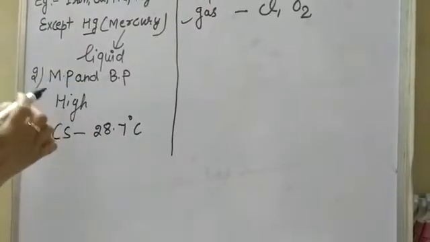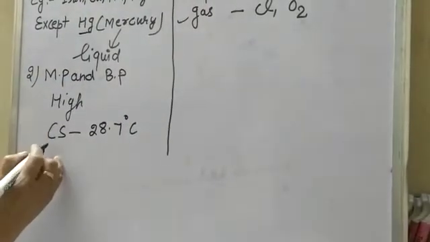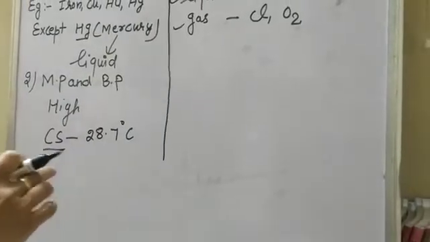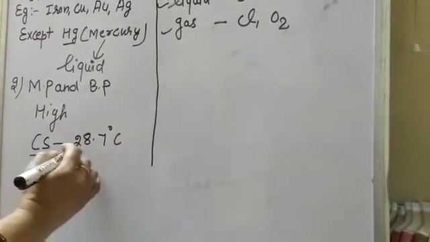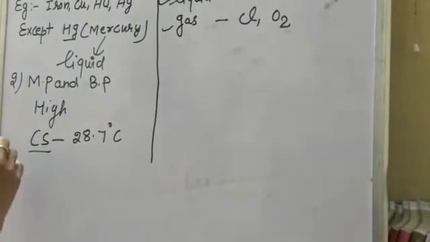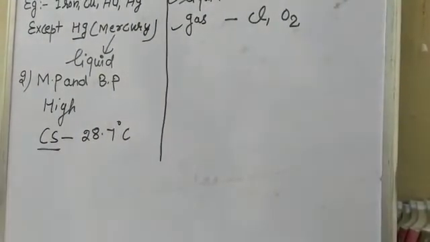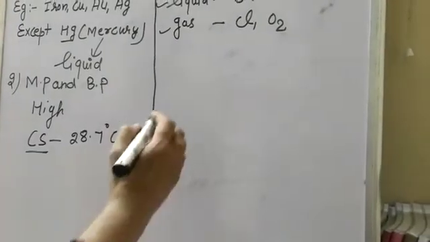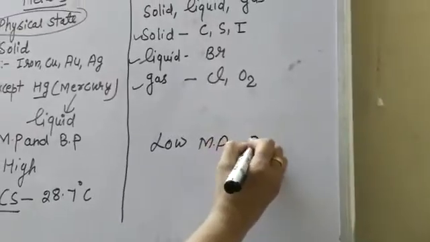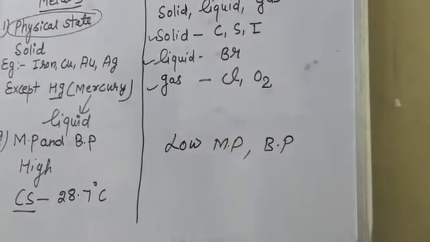Generally the melting and boiling points of metals are high. But one exception is there, that is cesium, whose melting point is very low, that is 28.7 degrees Celsius. So this you have to learn and remember. Non-metals generally have low melting and boiling points.